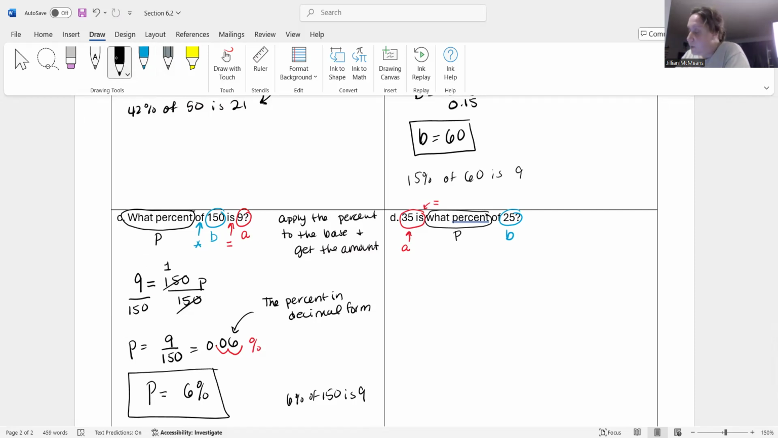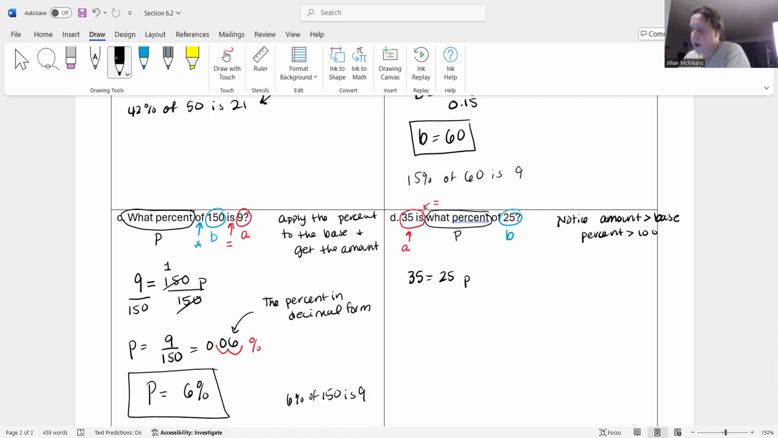Notice, we'll go back to black. Notice the amount is greater than the base, which means the percent is going to be greater than 100. So don't be surprised when we get a percent that's greater than 100 here. Okay, let's fill in our percent equation. So we get 35 equals the base times the percent.